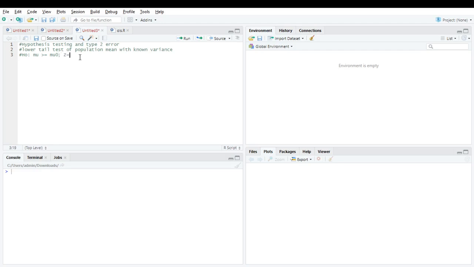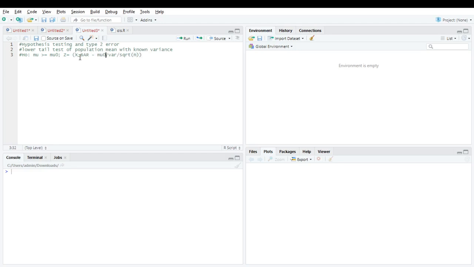So our z value will be nothing but the mean x bar that we collected from our sample, minus the lower tail value, which is mu 0, because you don't know the actual population mean, as we have discussed earlier, divided by the standard deviation, which we know, divided by the square root of the number of samples. This is what the z value is.